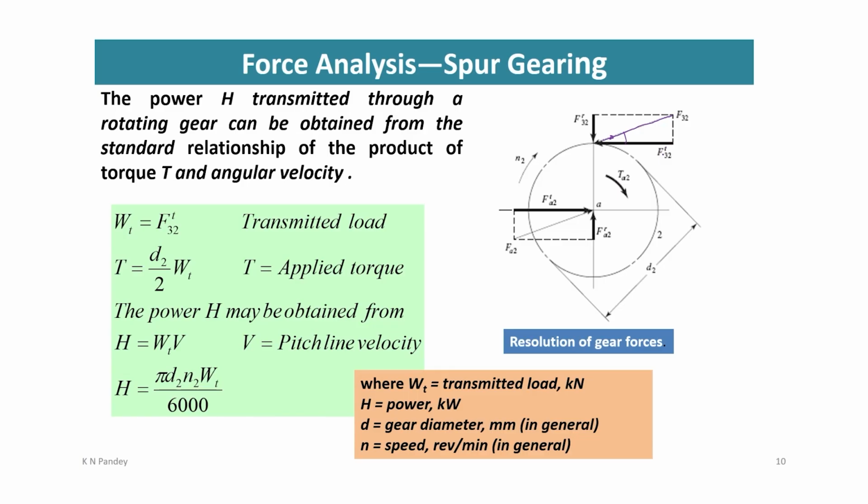So, the transmitted load is F32 transmitted, and it can be obtained from the power which you are going to transmit and the pitch line velocity. So, H is equal to Wt multiplied by the pitch line velocity, and the pitch line velocity is equal to pi times pitch circle diameter multiplied by rotational speed in RPM divided by 6000. So, this is your pitch line velocity multiplied by Wt, which is equal to the power which you want to transmit. So, from this we will get the value of Wt.